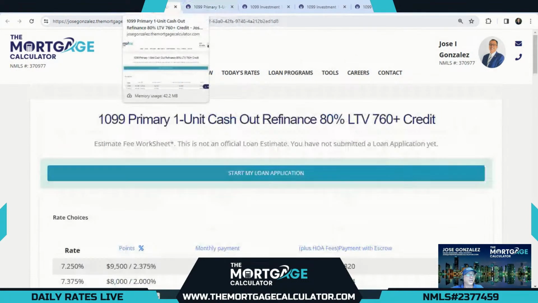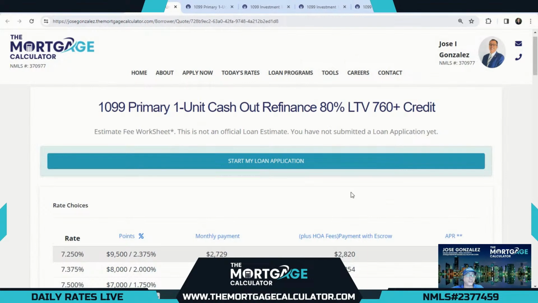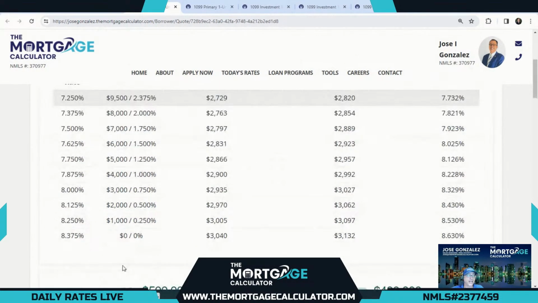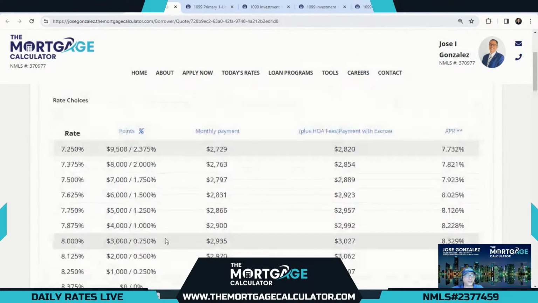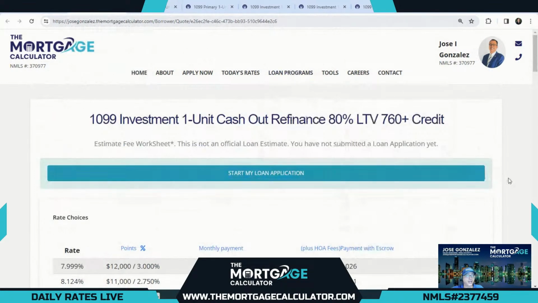And our 1099 primary one unit cash out at an 80%. So now I lower the LTV to the more standard 80%. So you could see the rate betterment. And as could be expected, we're looking at 8.375 lowest cost option. And you can buy that down all the way to 7.25%. Pretty amazing.